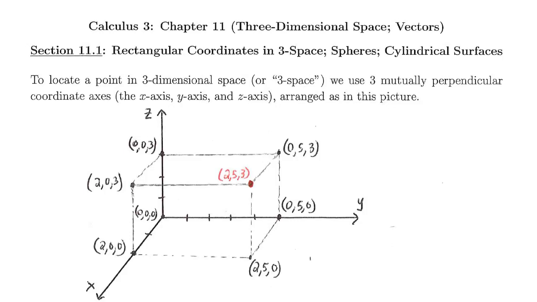Okay, today we're going to begin chapter 11 on three-dimensional space and vectors. And section 11.1 is rectangular coordinates in three space, spheres, and cylindrical surfaces. Up until this point, we've mainly been dealing with things in two-dimensional space. This really goes all the way back to algebra, all the way up through this point in calculus 3: two-dimensional space where we have an x-axis and a y-axis. Well, we're going to look at three-dimensional space, where we have a z-axis.